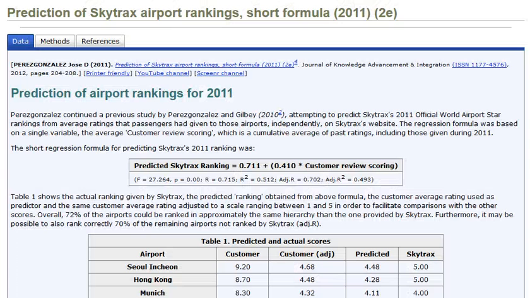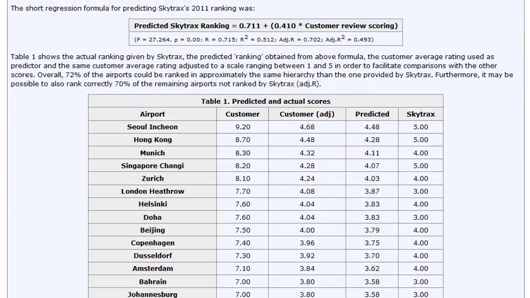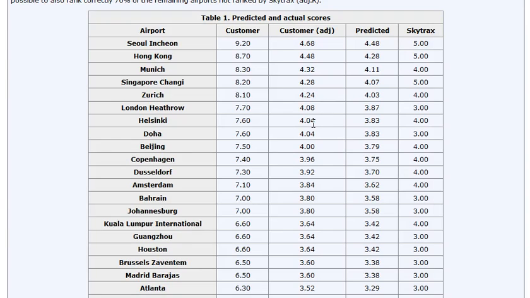Wiki of Science presents here another data article, in this case a prediction of Skytrax airport rankings from data collected by Perez Gonzalez in 2011. Now this is a second edition of the same article, but this edition is basically a cosmetic edition, making these tables a bit more user-friendly.